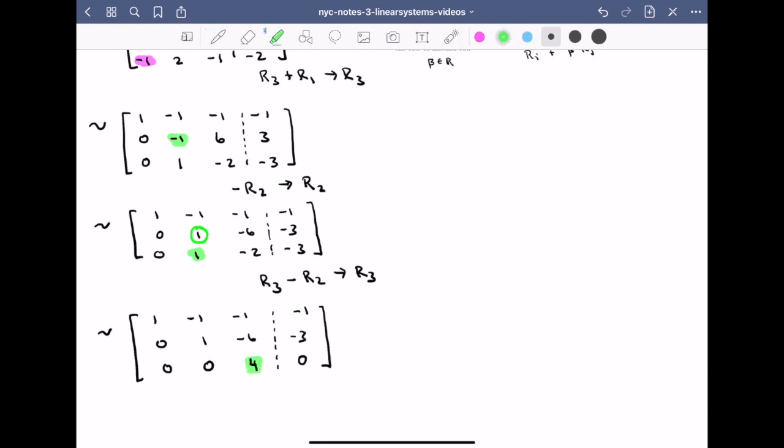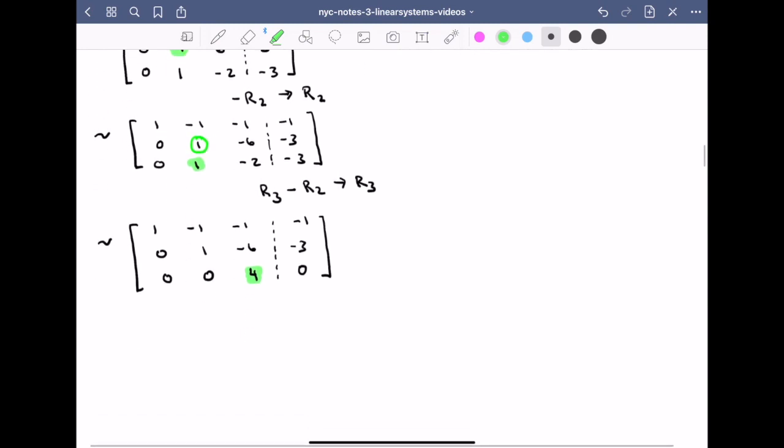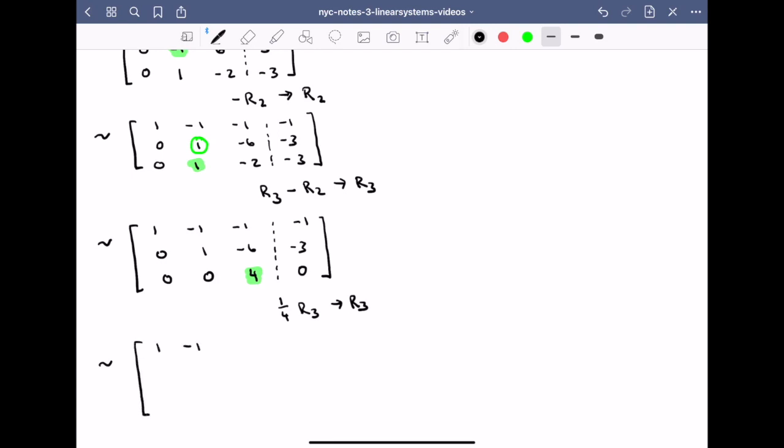I can scale the third row to put a 1 where the 4 is. 1/4 row 3 becomes the new row 3, giving me 1, -1, -1, -1, 0, 1, -6, -3, 0, 0, 1, 0. Good. Already we can see that the z has to be equal to 0. So now I have a 1 in the 1,1 position, a 1 in the 2,2 position, and a 1 in the 3,3 position.